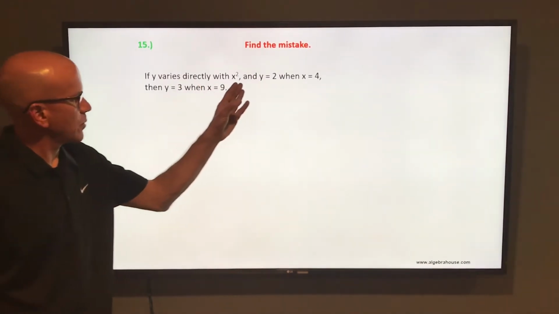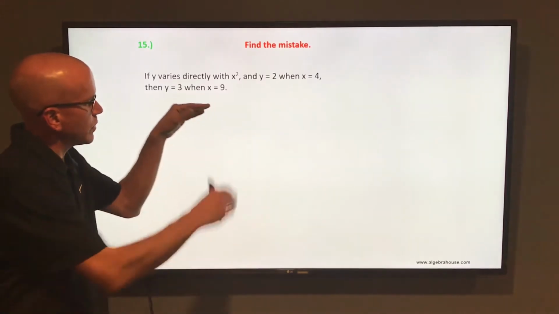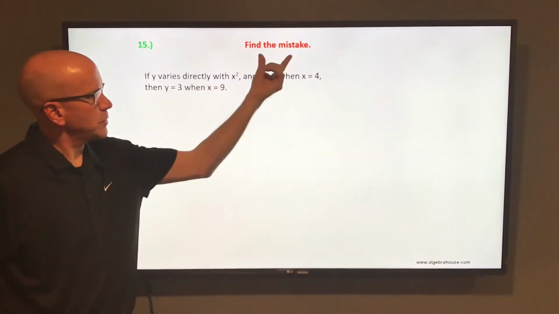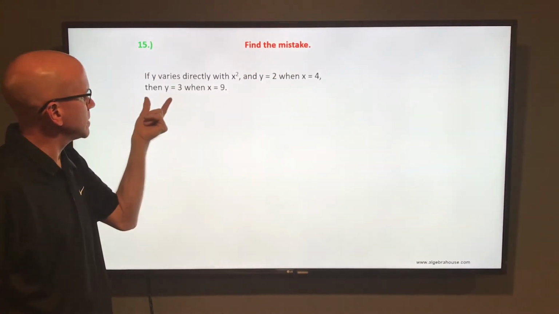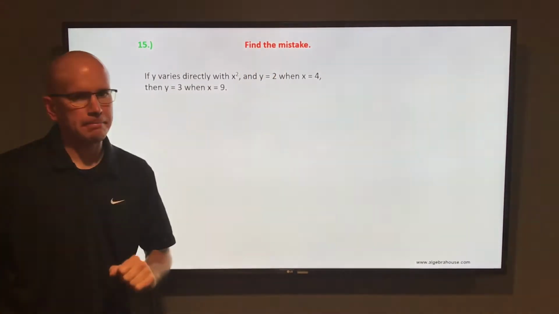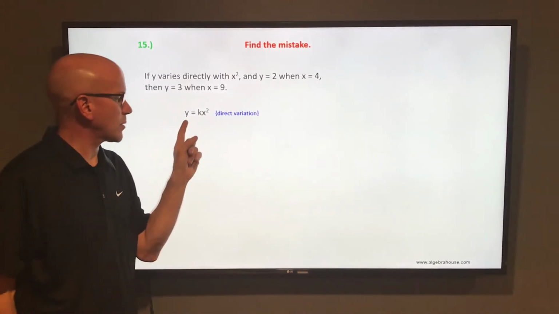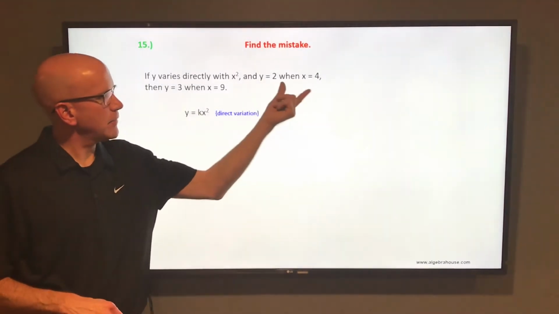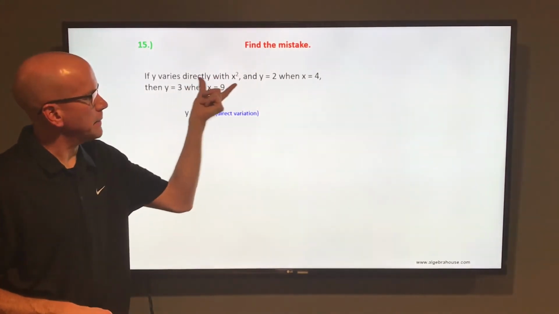If y varies directly with x squared and y equals 2 when x is 4, so that part is given to you. There's no questioning that part. But the question or the mistake is here. Somebody says y equals 3 when x is 9. Y varies directly with x squared. It means y equals k times x squared. This is given. There's no arguing this first line.